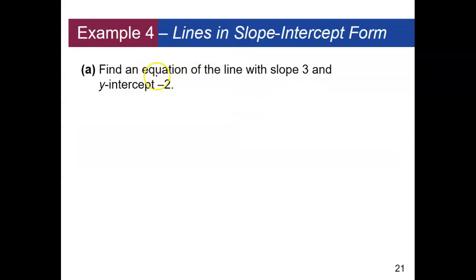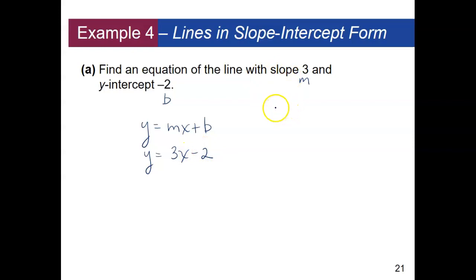Okay, so this one you would want to write an equation of the line with a slope of 3. So this is my m, and a y-intercept of negative 2. So that's my b. If I use y = mx + b, since I have the slope and the y-intercept given, it's actually easier to use slope-intercept form on this one. So I'll have y = 3x - 2 for my answer.